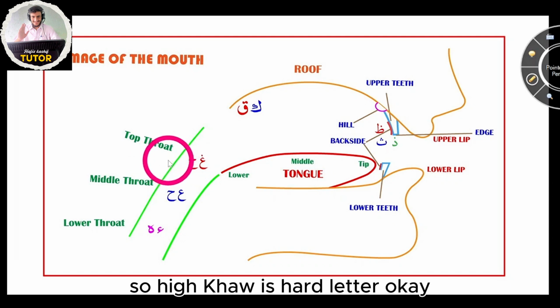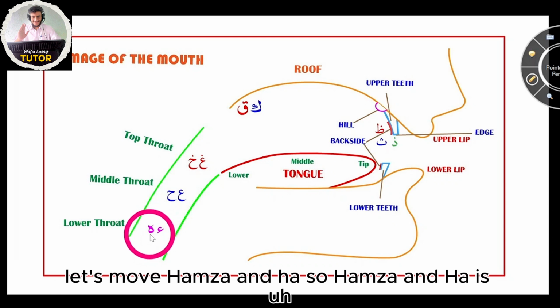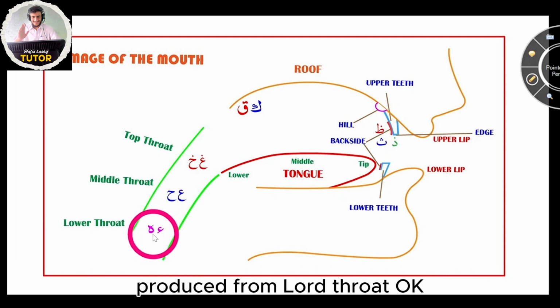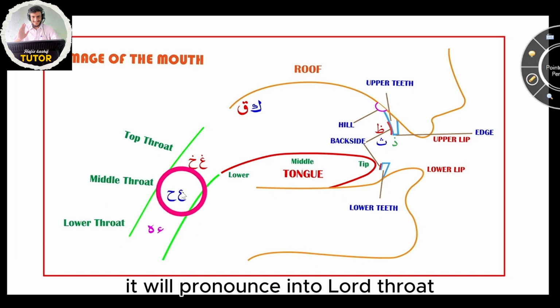Ha is a hard letter. Speak ha. Ha. Ghain. Ghain. Let's move to Hamza and Ha. Hamza and Ha are produced from the lower throat. Hamza. Ha. It will be pronounced in the lower throat.